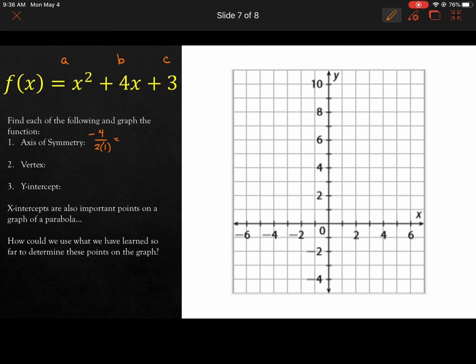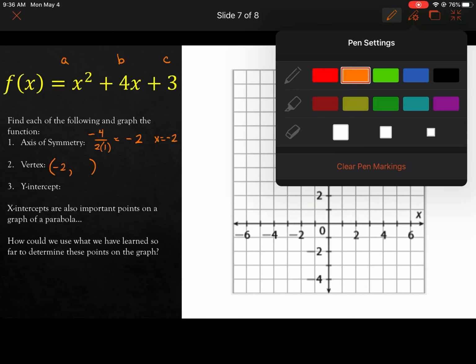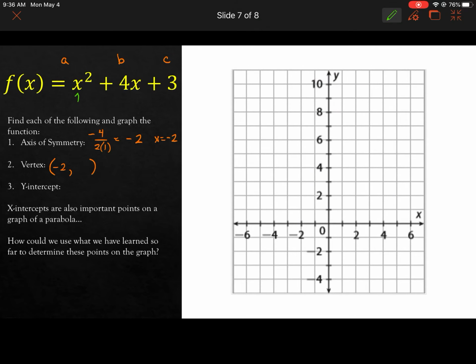So negative 4 divided by 2 is negative 2. So my vertex x value is going to be -2. I can also show that my equation for this axis of symmetry is x equals -2. All right, so then the second part is to substitute -2 in for our x's and simplify.